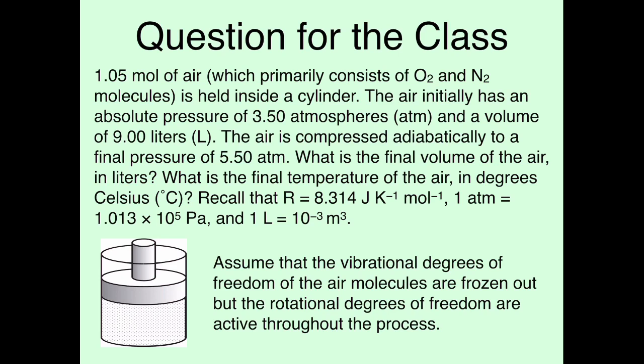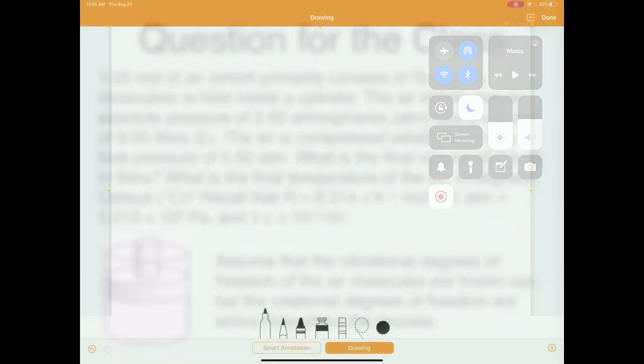So we have a number of constants and unit conversions given. So just take a look at those. You'll use these in your calculations. And then we'll assume that for the air, the vibrational degrees of freedom of the molecules are frozen out, but rotational degrees of freedom are active. So try to work this out, see what you get, and then we'll discuss it.